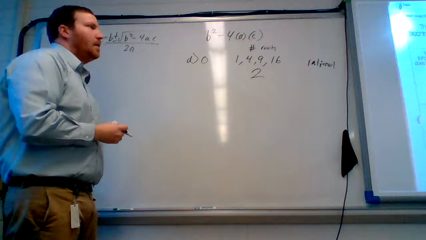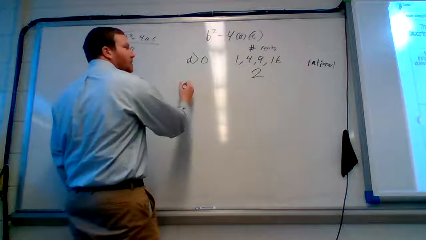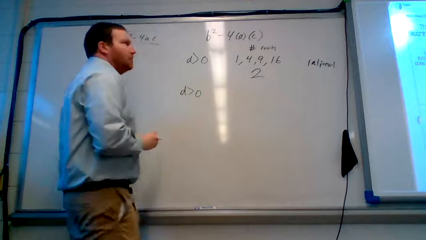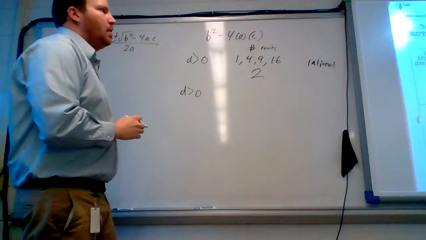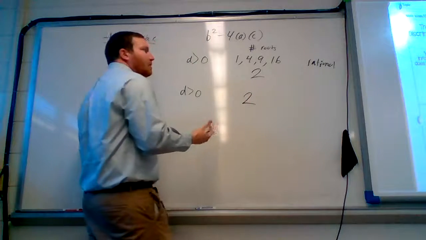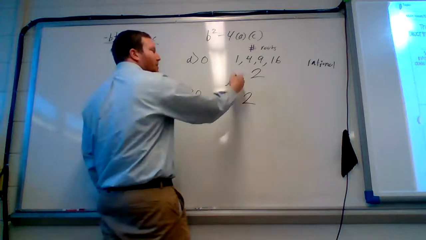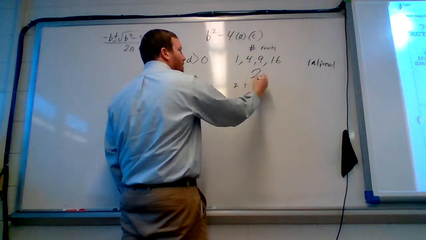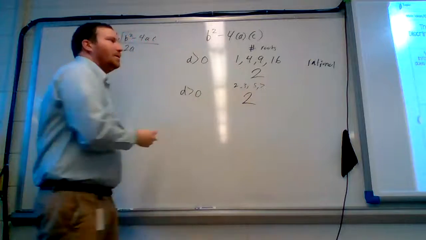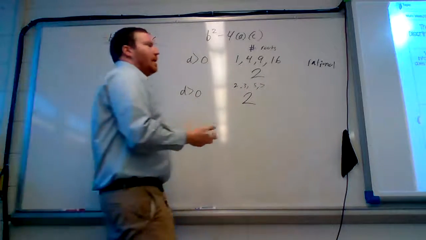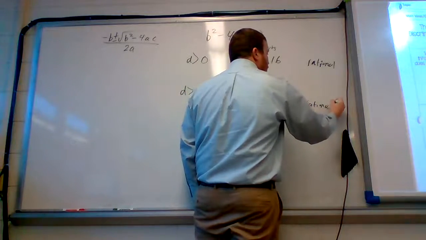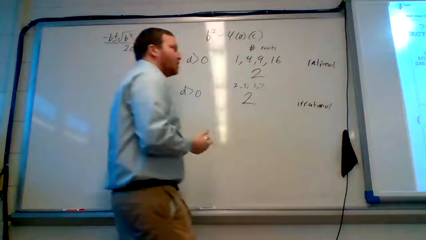Okay. If we have a discriminant greater than 0, then we're going to still have 2 roots, but these would be numbers that are not perfect squares. So in this case, we have like 2, 3, 5, 7. All of these numbers are not perfect squares. And that means we're going to have 2 irrational numbers as our solutions.